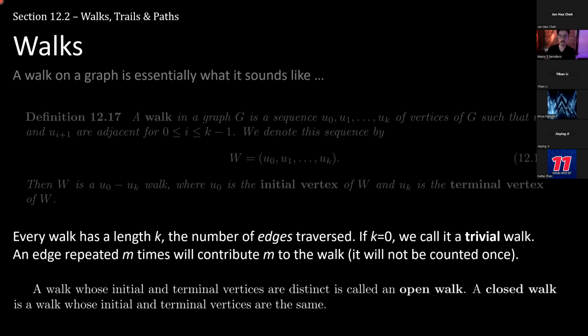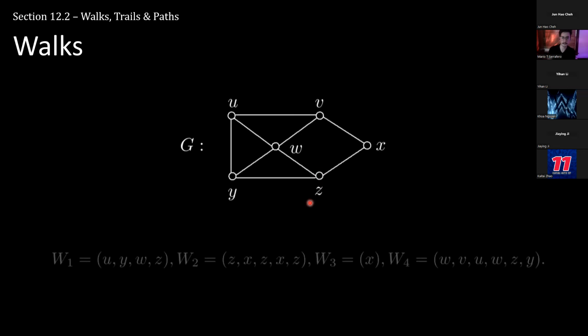A walk whose initial and terminal vertices are distinct is called an open walk. And a closed walk is a walk whose initial and terminal vertices are the same. So I think of a closed walk as when you end up at the place you started. That's the way you should think about it. An open walk, you don't necessarily have to.